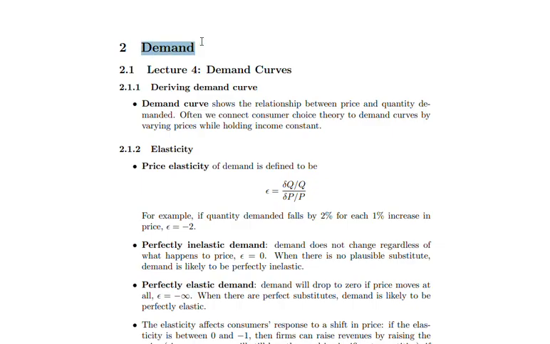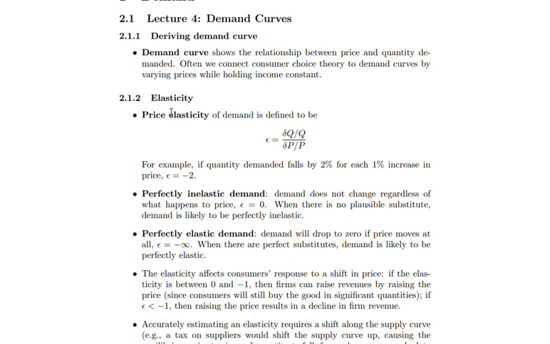Okay, the other side is demand. We have consumption, now we have demand. The demand curve is for consumers. Lesson 4 is the demand curve, and the demand curve shows the relationship between price and quantity demanded. Often we connect consumer choice theory to demand curves by varying prices while holding income constant.